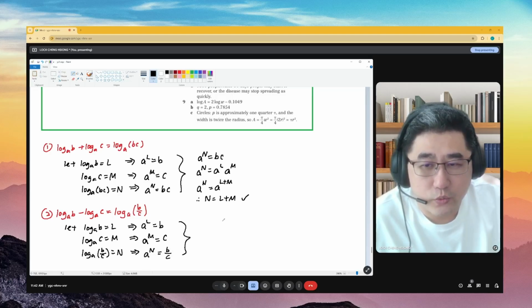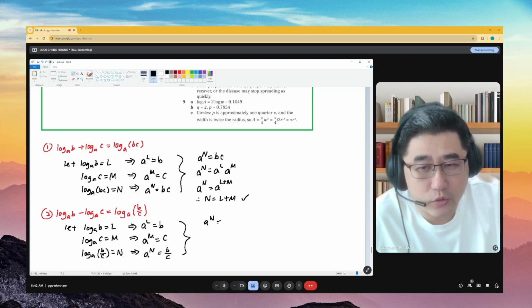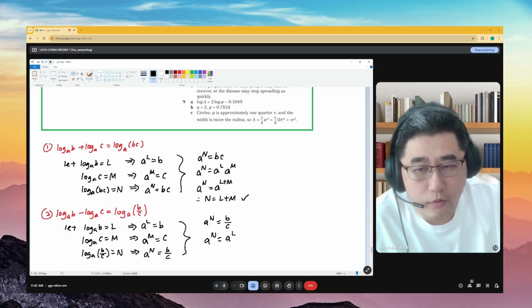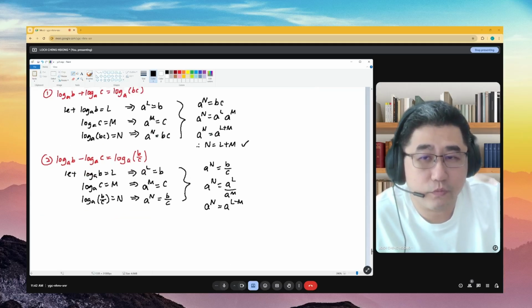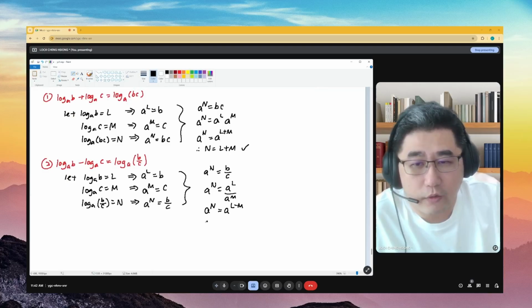According to the indices rule, starting from the line a^N equals b over c, I have a^N equals a^L over a^M. Therefore, you will have a^N equals a^(L-M), because of division. Therefore, N equals L minus M. You can see the rule is true.